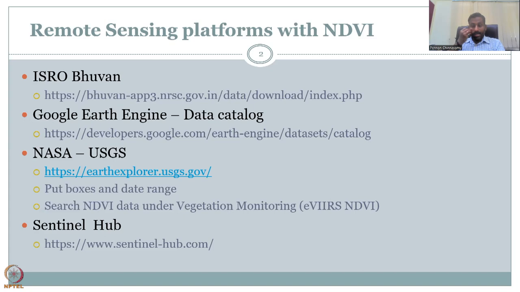So let us start with the NASA data sets. I will explain the Earth Explorer and also go to the GES DISC data set that we have already looked at in the previous lectures, just for the vegetation fraction. So let me share the Earth Explorer website.